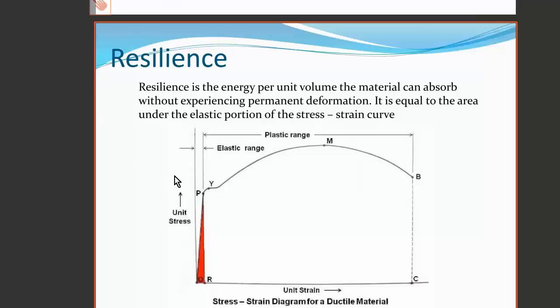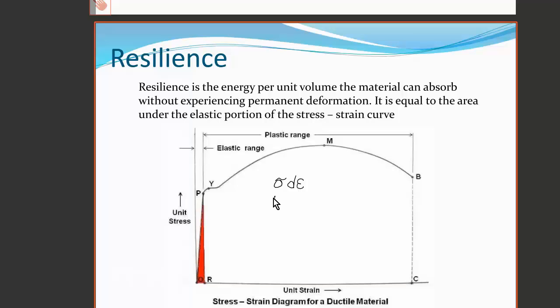If we look at the stress-strain graph, we notice that if we multiply stress by, sorry, that was strain. If we multiply stress by a little bit of strain, what do we get here?